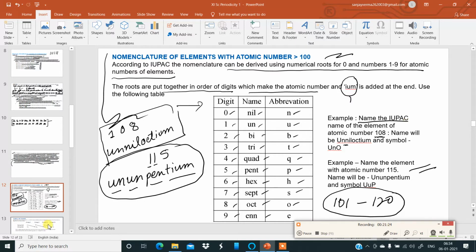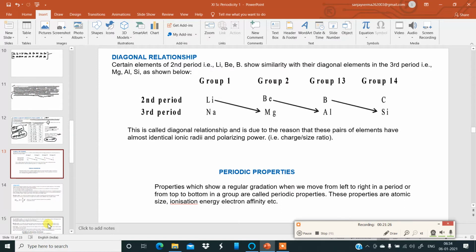Now let's look at this topic, diagonal relationship. Here, my dear students, please keep in mind that certain elements of the second period, for example lithium, beryllium, boron, show similarity with their diagonal elements in the third period.